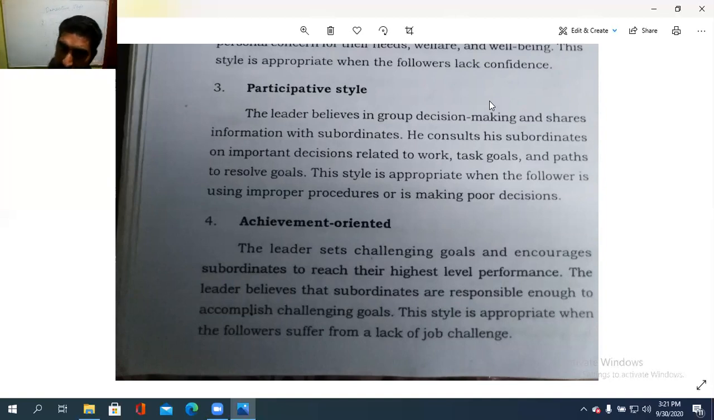This style is appropriate when the followers suffer from a lack of job challenge. From your case, this one, achievement oriented, this style is appropriate when the followers suffer from a lack of job knowledge.